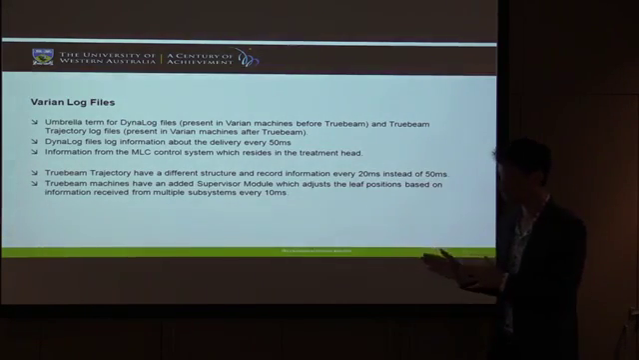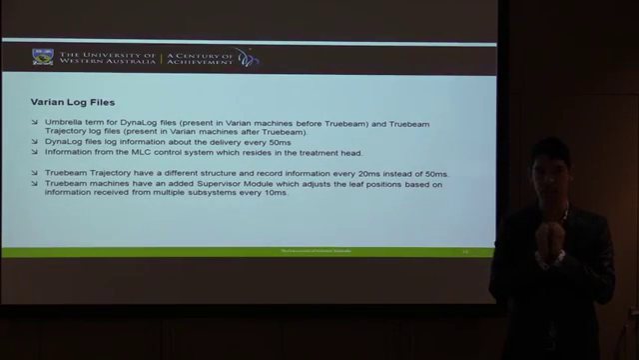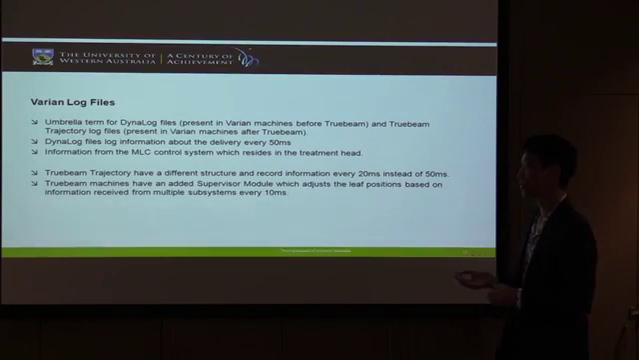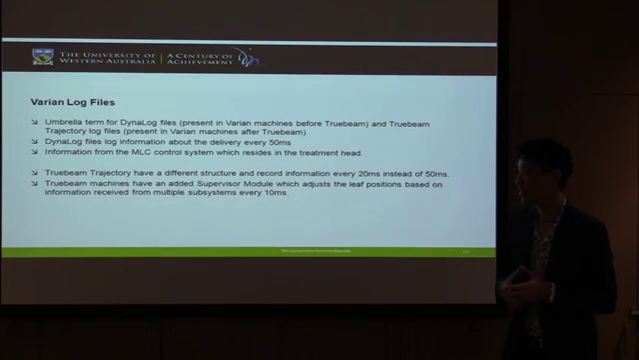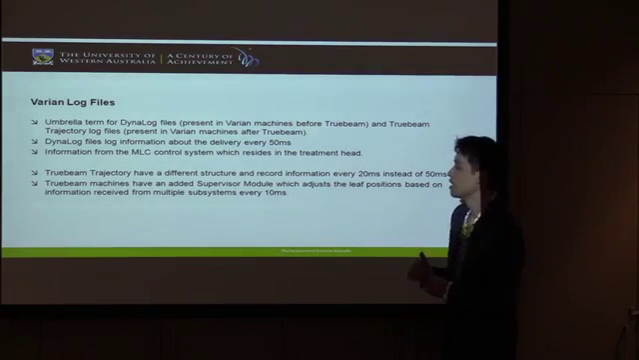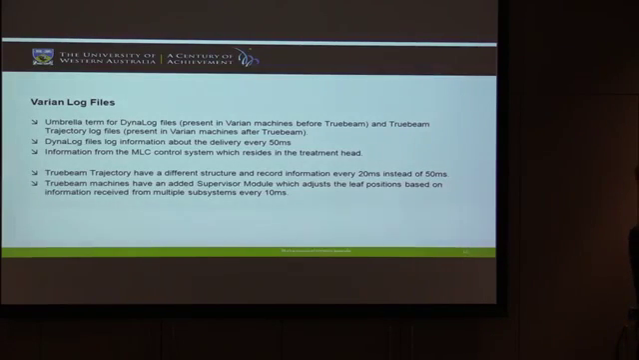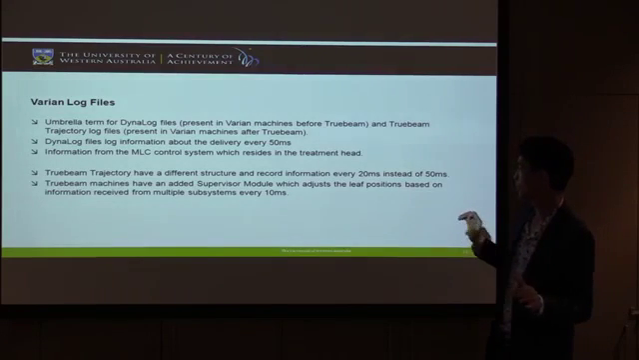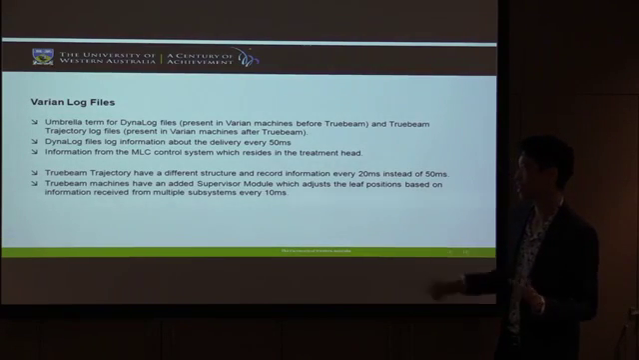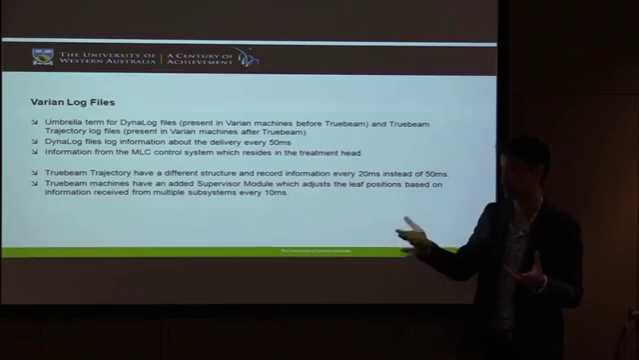I'm not going to go into the structure of the TrueBeam trajectory log files, because all the TrueBeam log files that I received from Belfast were actually converted into the Dynalog file format. So I didn't have to worry myself about that. But it's fairly straightforward as well from what I've looked at. I should also say, completely nothing to do with Varian log files, but TrueBeam machines actually have an added supervisor module in the system.